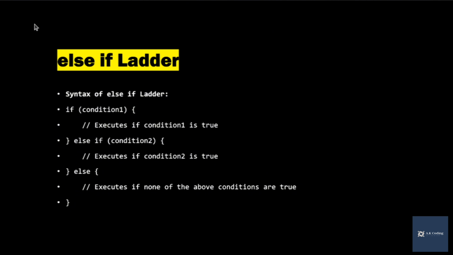Now the else if ladder. The syntax of the else if ladder, as you can see, is here. Before else, we are adding else if. In else if, if the first condition is not satisfied, it checks the second condition. In the else statement, we cannot write any condition, because if none of the conditions are satisfied, then the else statement will work. So else if helps us make a second condition, and if the first condition is not satisfied and the second condition is satisfied, the second condition's code will be executed.